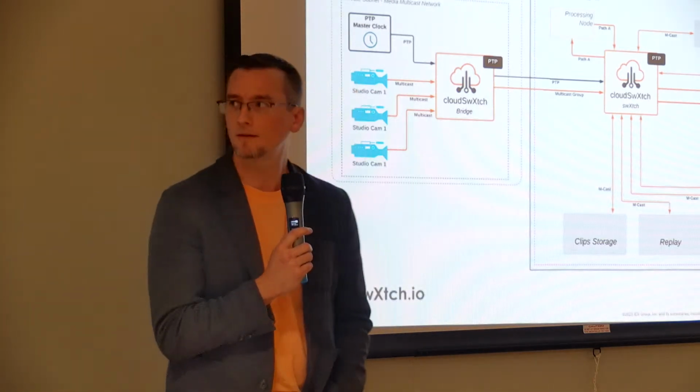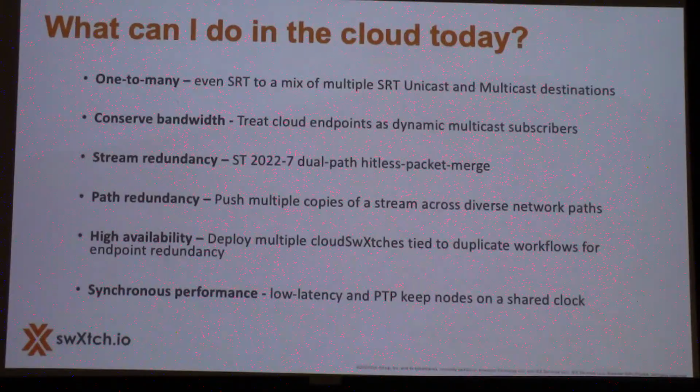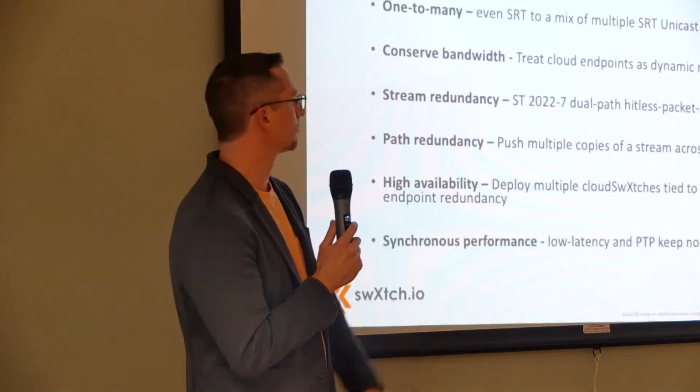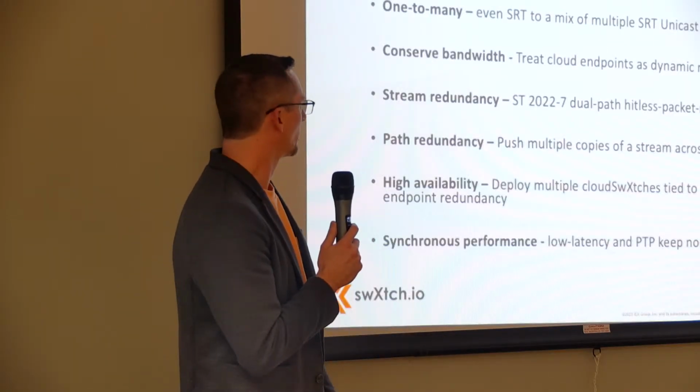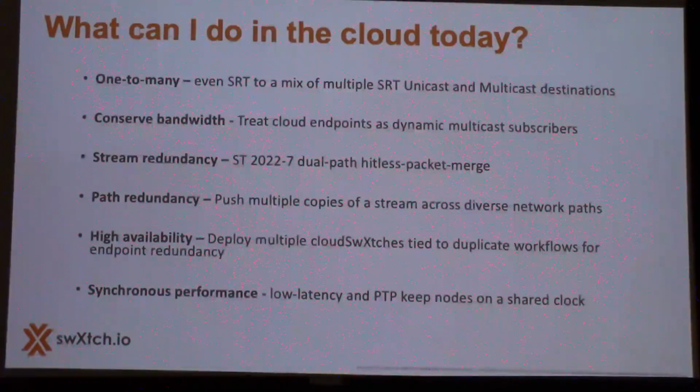Yep. So what can I do in the cloud today? Just to recap, we can do one-to-many behavior, even SRT to a mix of multiple SRT, unicast, and multicast destinations. We can conserve bandwidth with that dynamic bridge, so we can treat cloud endpoints as dynamic multicast subscribers. We have stream redundancy, and we can even spread those streams over separate paths and different regions and availability zones. We have high availability, so we could have duplicates and triplicates and so on. And synchronous performance with low latency PTP to keep the nodes on a shared clock, for whatever reason you might have.